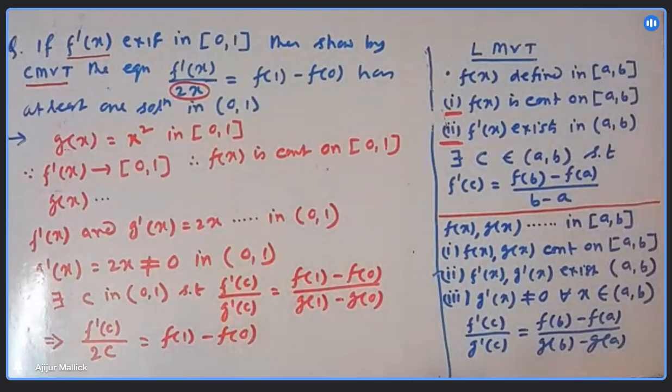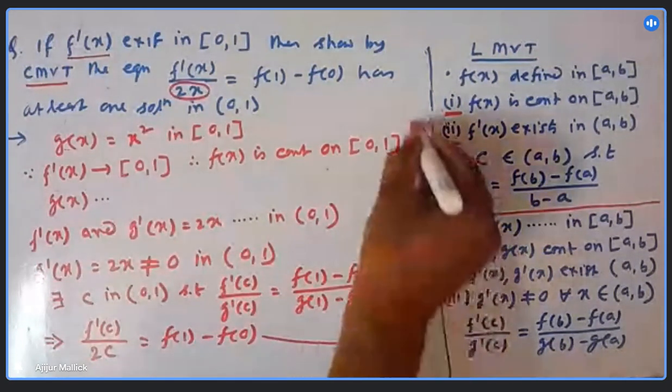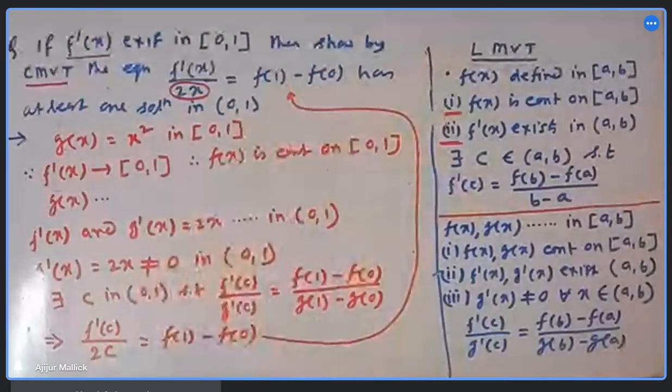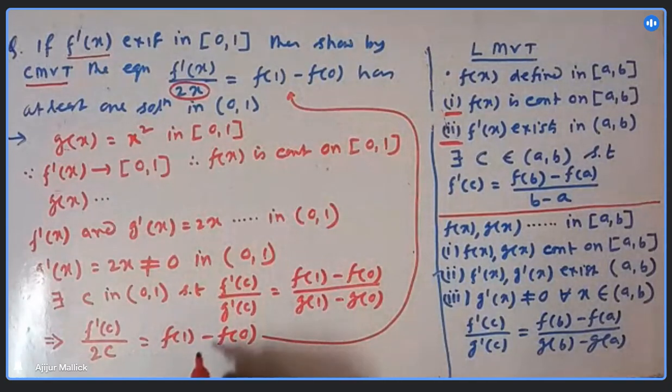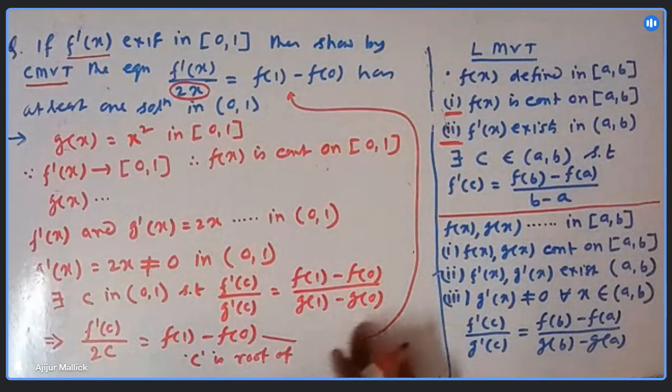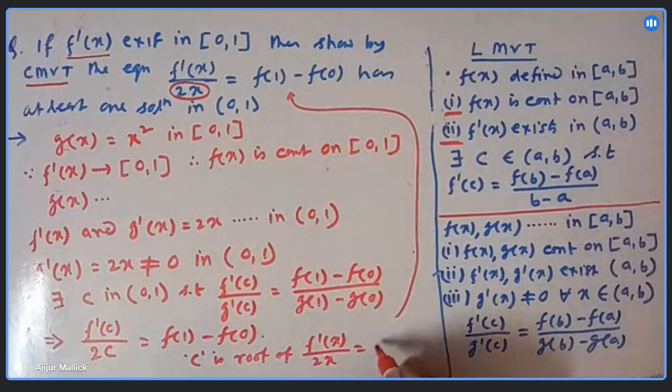And what does it mean? This means c is a root of this equation. Write: this shows that small c is a root of the equation f dash x divided by 2x is equal to f of 1 minus f of 0.